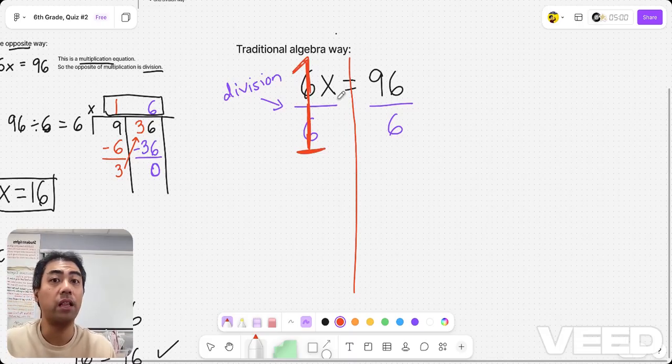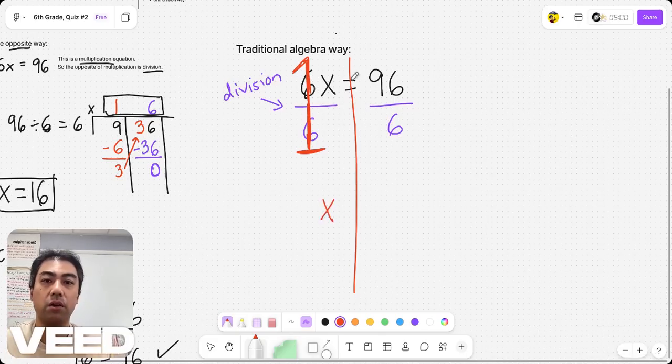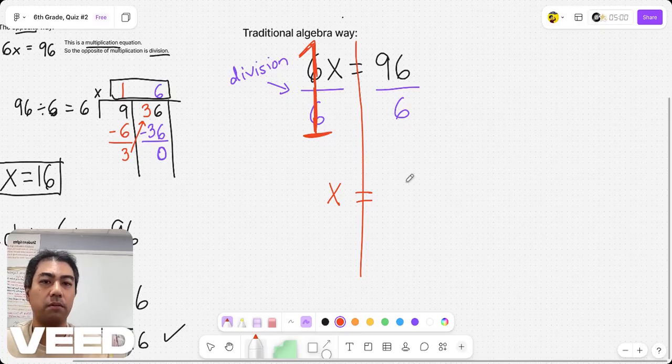Now, what do you have on the left side? On the left side, you have 1x. That's 1x, okay? Your equal sign is still in the middle. And then you do 96 divided by 6. We already did it here. 96 divided by 6 is 16, okay?